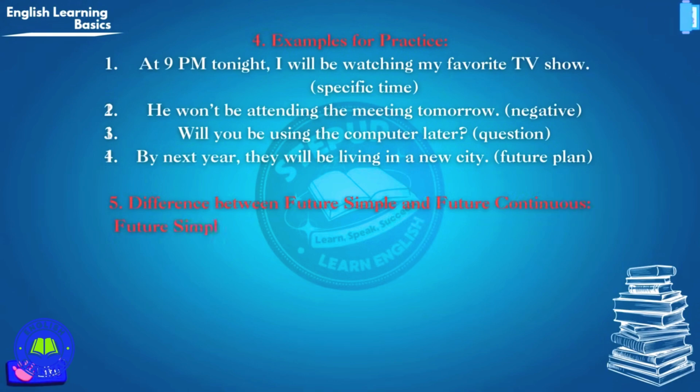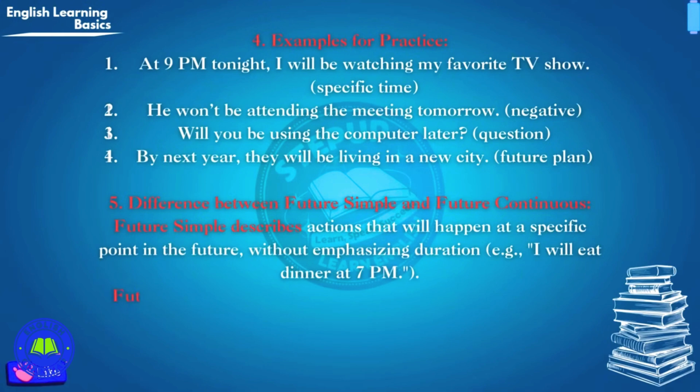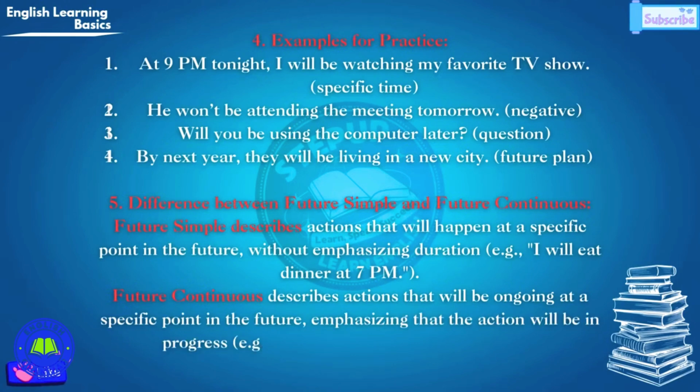5. Difference between future simple and future continuous. Future simple describes actions that will happen at a specific point in the future without emphasizing duration, e.g., I will eat dinner at 7 p.m. Future continuous describes actions that will be ongoing at a specific point in the future, emphasizing that the action will be in progress, e.g., I will be eating dinner at 7 p.m.